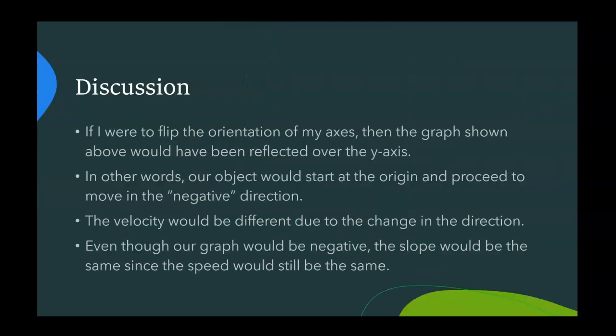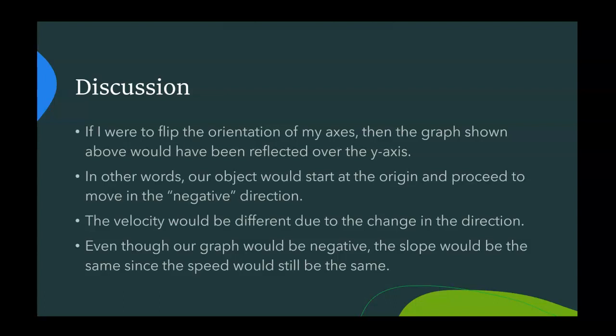If I were to flip the orientation of my axes, however, then the graph shown above would have been reflected over the y-axis. In other words, our object would have started at the origin and proceeded to move in the "negative" direction. Keep in mind, the negative term is in quotation because we still choose to keep our point of reference the same and just flip the axes.